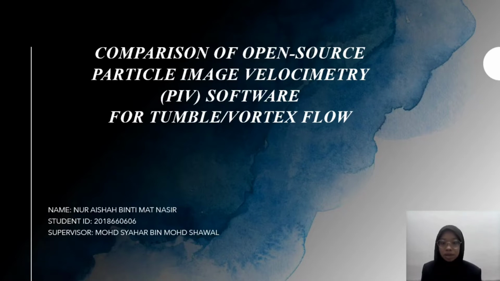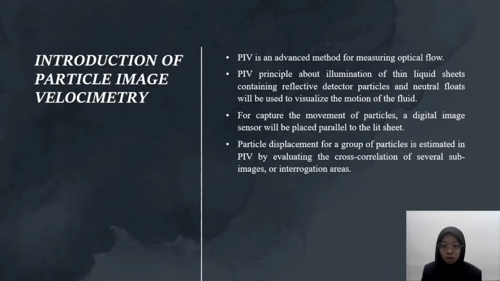The title of my FYP is Comparison of Open Source Particle Image Velocimetry Software for Tumbler or Vortex Flow. For the introduction, PIV is an advanced method used for measuring optical flow in a non-intrusive, quantitative manner. PIV allows the capture of 2D velocity fields with high spatial and temporal precision.